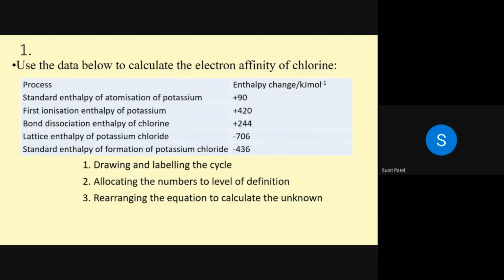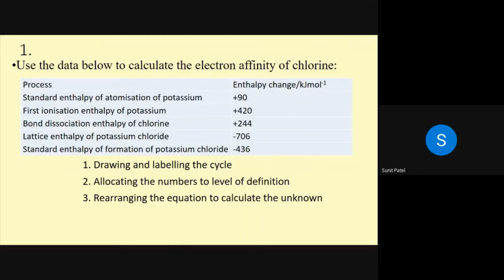Now, if you're feeling confident, you could stop here. Otherwise, stay with me and stop at any one of these points. My intention for this question is to go through drawing and labeling the Born Haber cycle, also known as a thermochemical cycle. Same thing. So we're going to be drawing and labeling this, allocating the numbers according to the definitions. That's important, and then putting those numbers into that mathematical equation to calculate whatever they're asking for.